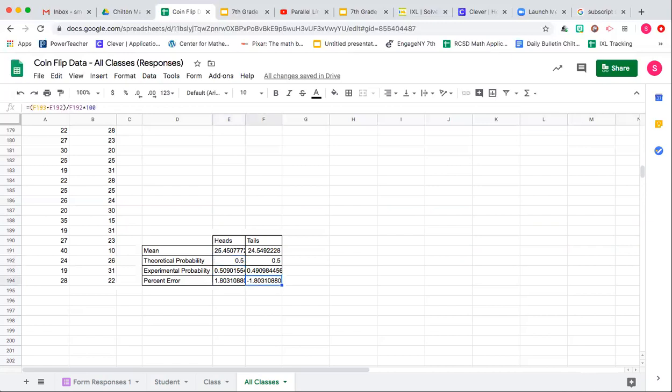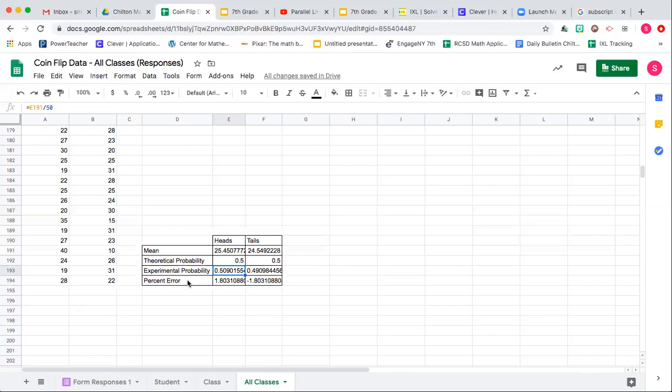All right, Bobcats, I just wanted to take some time to look over that data and give you some experience with theoretical versus experimental probability. Theoretical probability is the probability that you get in theory. In theory, a coin flip should be 50-50. Experimental probability is the probability that you get when you actually run the experiment. And then percent error is how close to the theoretical probability the experimental probability actually is.